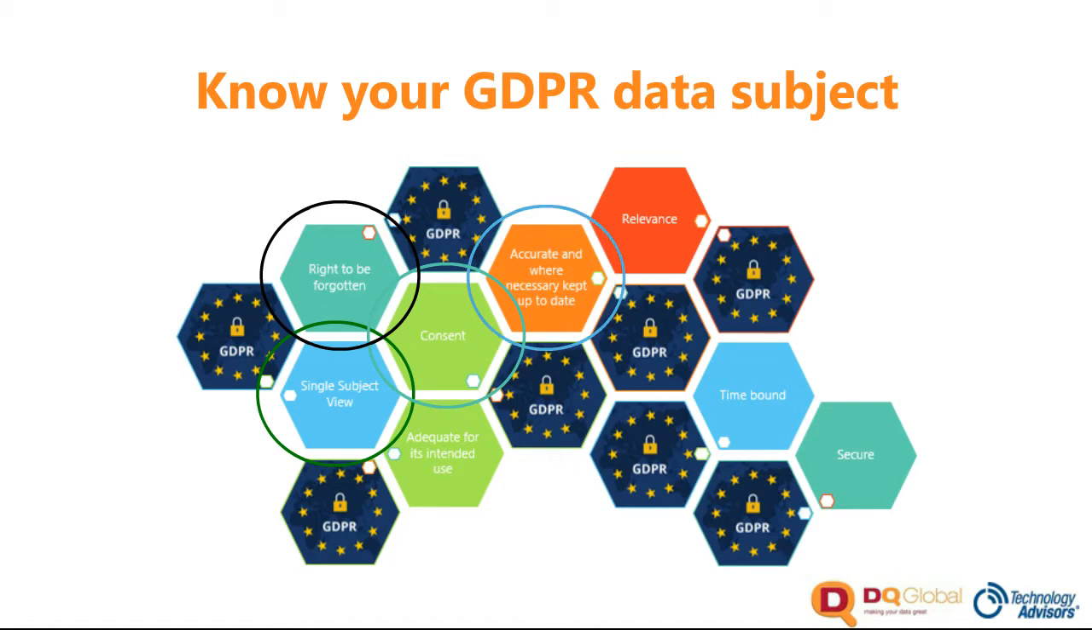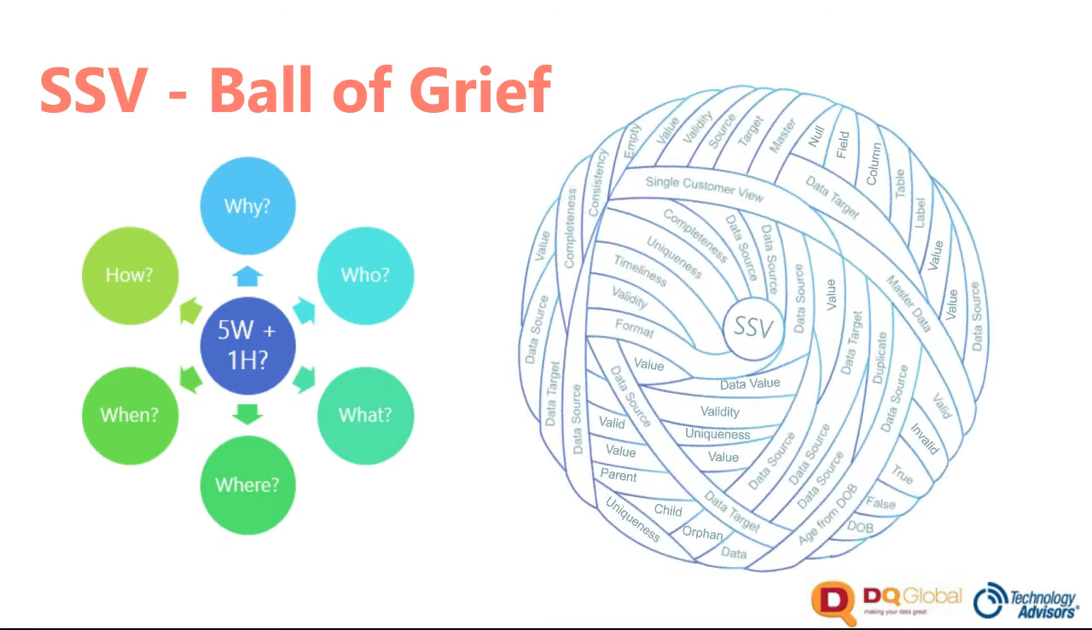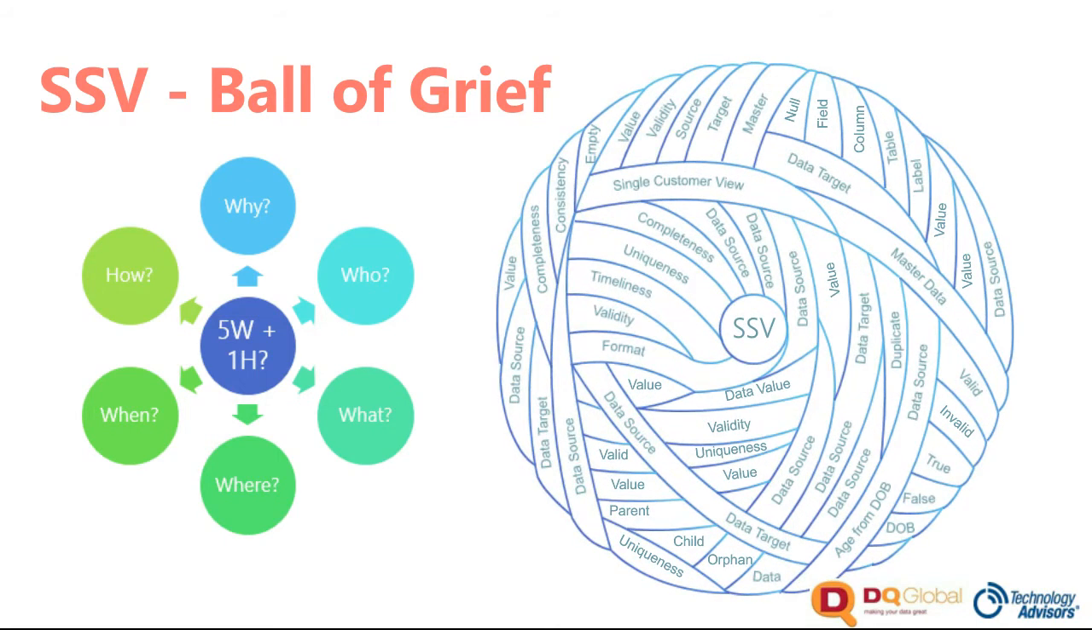All right, so the way I see it is that we've got this kind of single subject view, single customer view problem in our businesses, and we've got to unravel this ball of pain, this ball of grief, this fur ball if you want to call it. And to do so, we recommend that you could use the trusted old 5 W's and 1 H, i.e. why, who, what, where, when, and how.